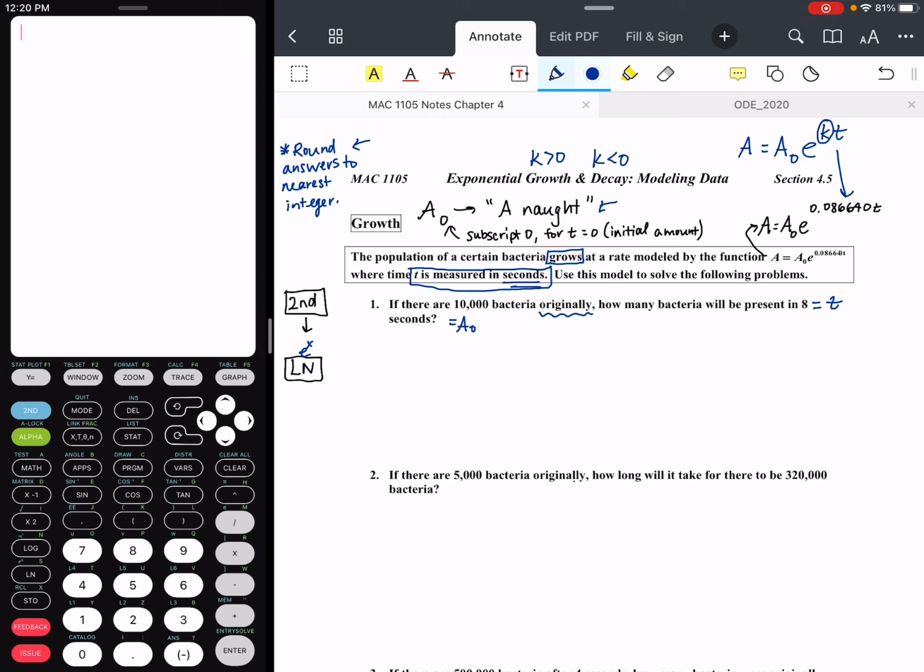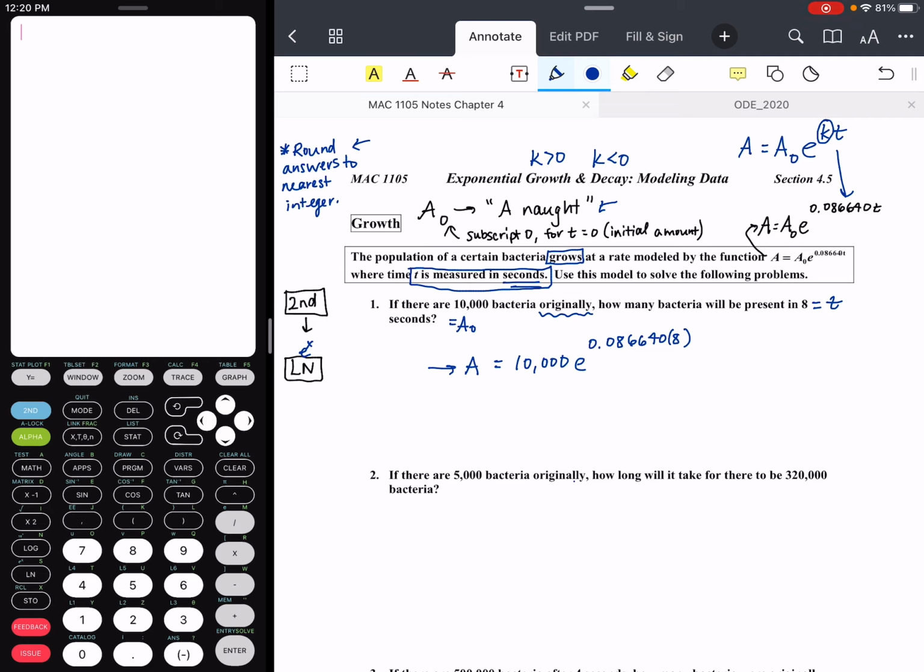All right, let's plug this into our model. We just have A left. I don't know what A, that accumulated amount, is. But I'm going to put in 10,000 for A naught times e raised to the power 0.086640 times t, which in this case is 8. We're trying to figure out how many bacteria we have after 8 seconds. We'll type this result into our calculator and then round at the very end.